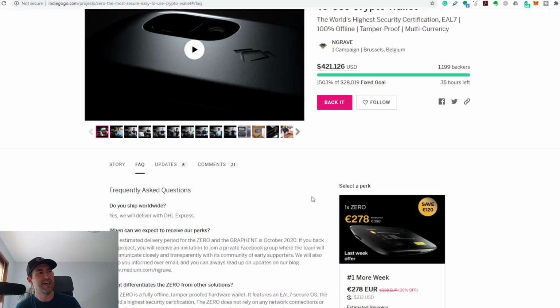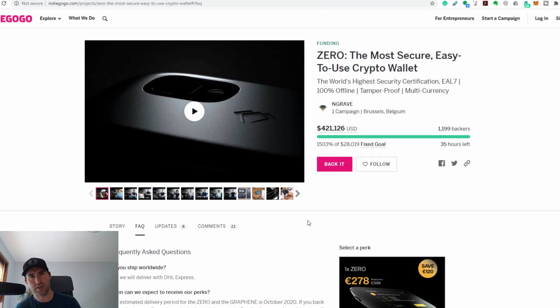Again, to secure tens of thousands or thousands of dollars worth of digital assets, you want to pay for a premium product that you know is going to outlast other hard wallets that are made of plastic that aren't as secure as this. So again, check out the NGRAVE.